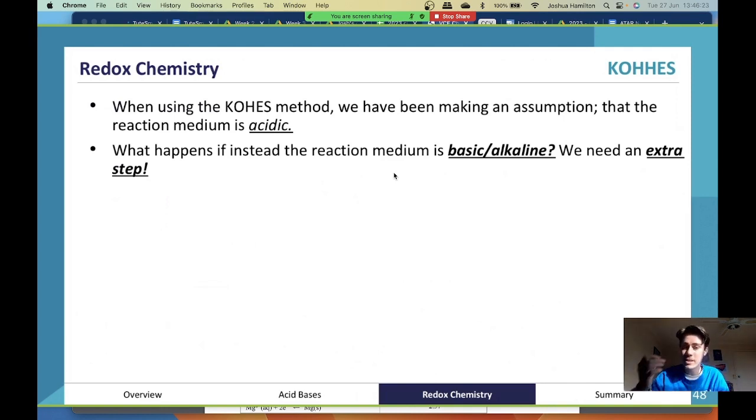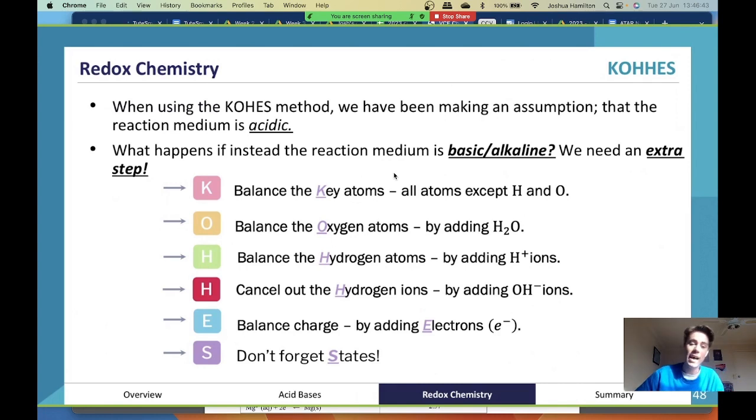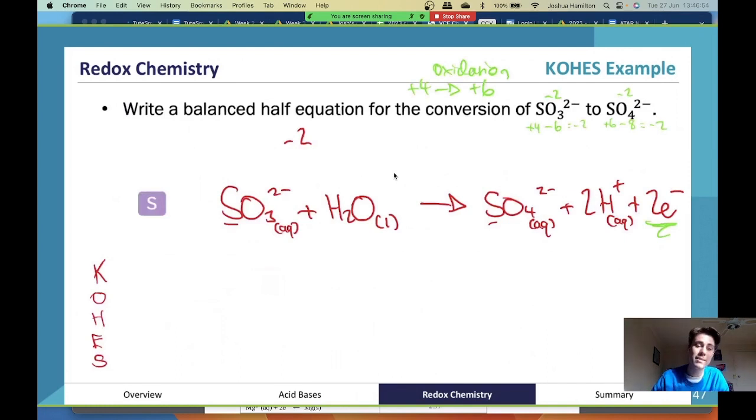But what if instead you are told, and it's really important, you will be told the reaction medium is basic or alkaline? We need to add in an extra step. So we have our normal COES method, which we've already been through, and we add in an extra step. That extra step is adding in OH minus ions. So we cancel out the hydrogen ions by adding in OH minus ions. And this complicates things. So let's jump back to this example here.